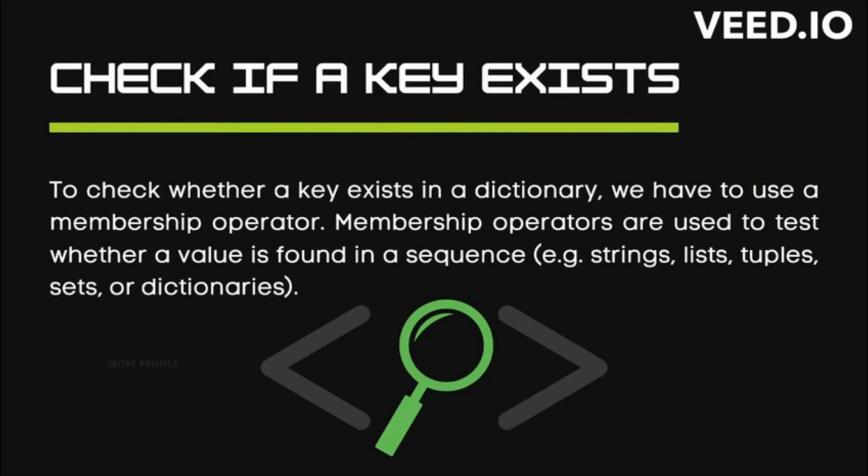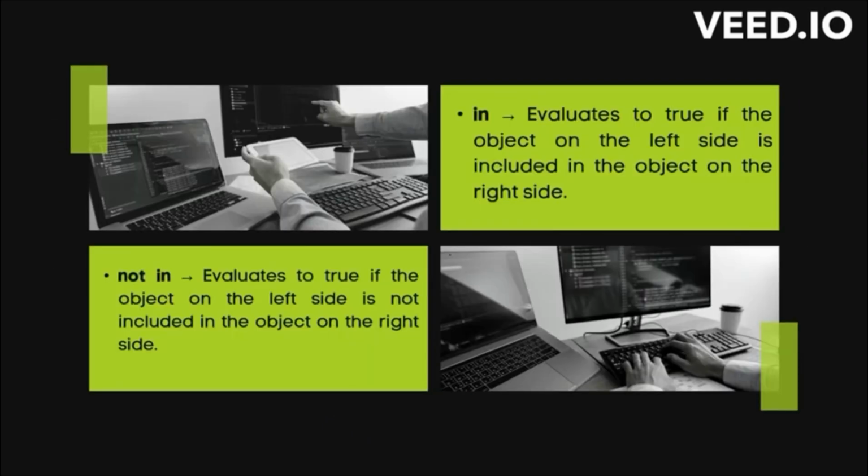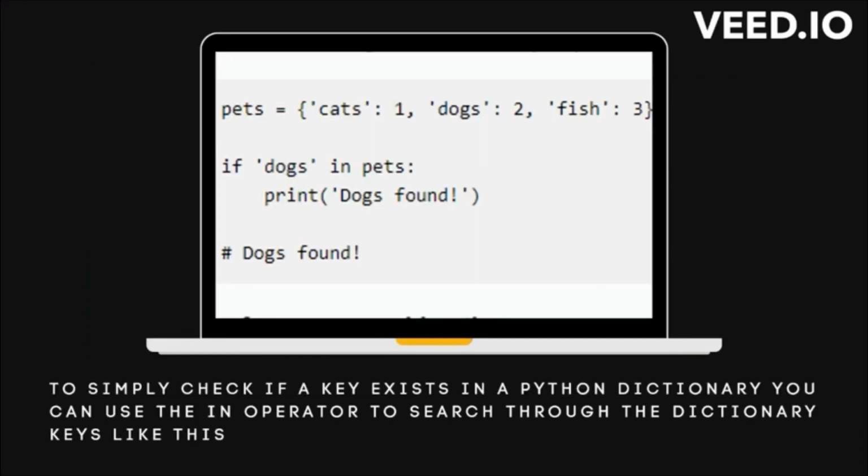Simply, we can check whether a key exists in a dictionary. We have to use a membership operator. Membership operators are used to test whether a value is found in a sequence, for example, strings, lists, tuples, sets, or dictionaries. So here we have two operators, which are in and not in. These are used to tell if a particular value is present in a dictionary or not.